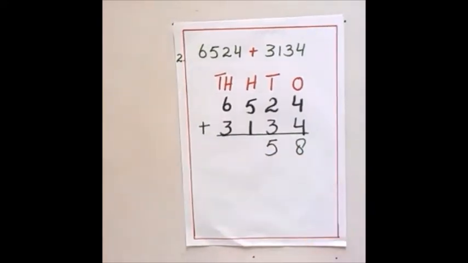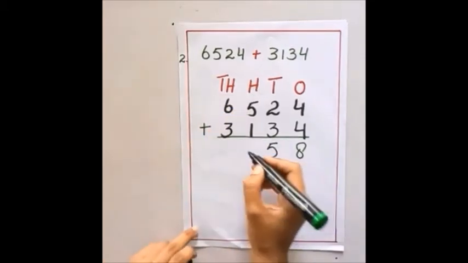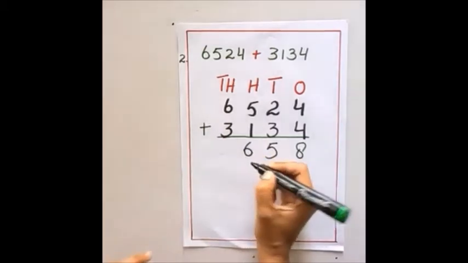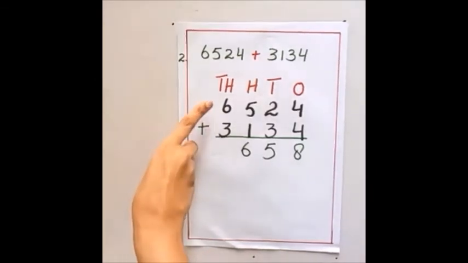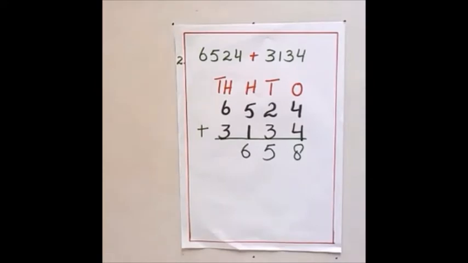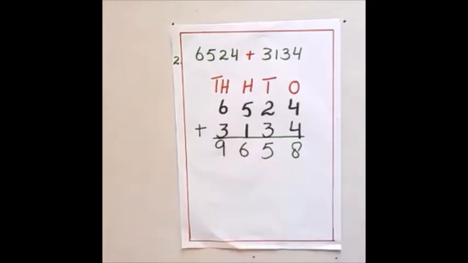Then in the 100 place the numbers are 5 and 1. So 5 plus 1 is 6. So I will write 6 under the 100 place. Then I have 6 and 3 in the 1000 place. So 6 plus 3 gives me 9. So I will write 9 under the 1000 place.